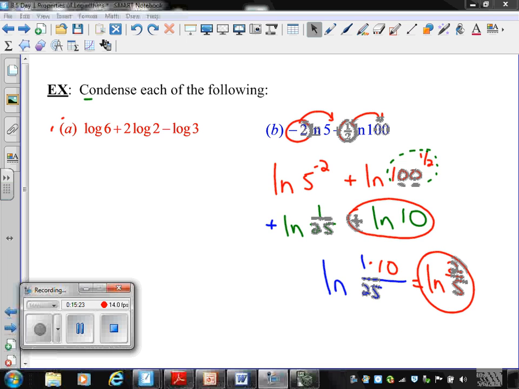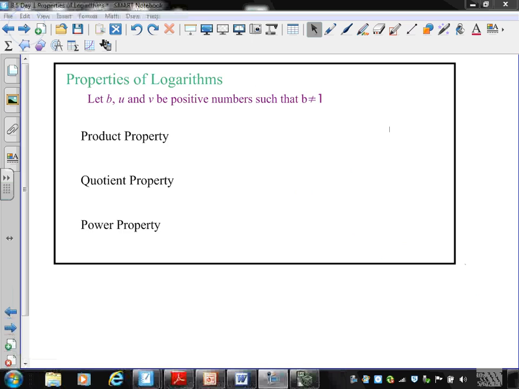Okay, so let's go back to our properties here. You're probably going to have to flip back a page yourself. And we're going to fill in our properties of logarithms. We're going to talk about the product property, the quotient property, and the power property. Okay, so the product property says this. Let's start with the log of a product, u times v. I'm going to write this as any base b. b could be anything. It could be e, it could be 10, it could be 2.5, whatever positive value we want b to be.